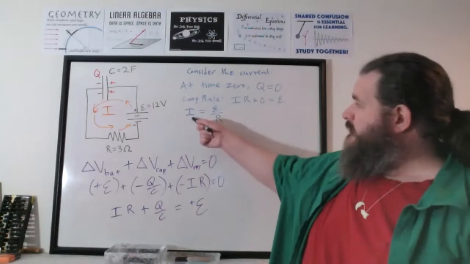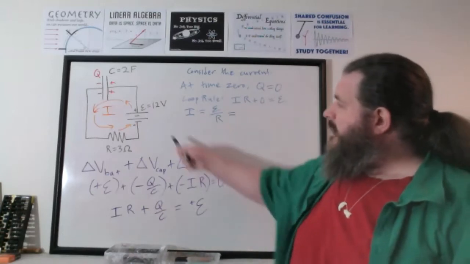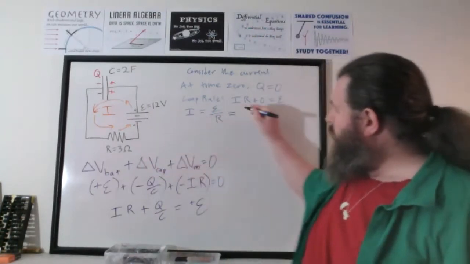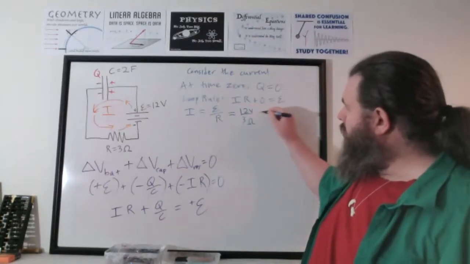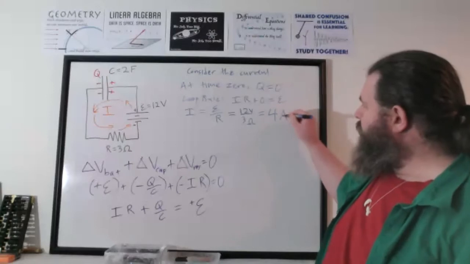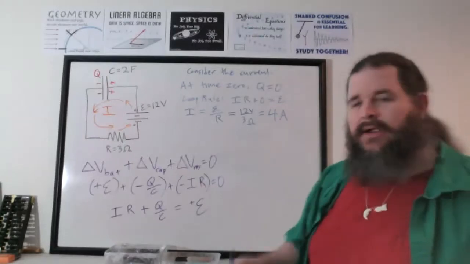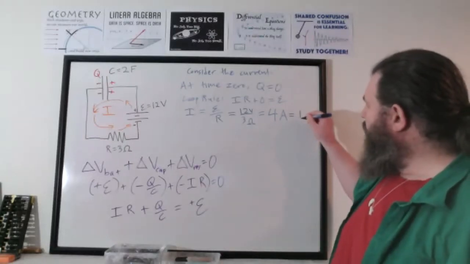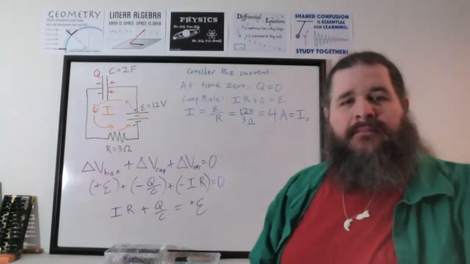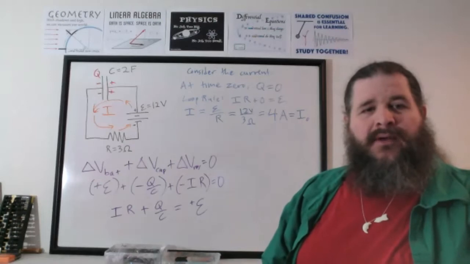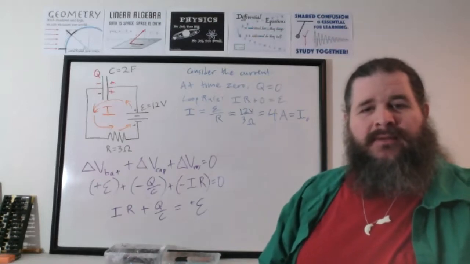That at least tells you how much current you get. And we have values for epsilon and R. So let's fill those in. 12 volts and 3 ohms gives us 4 amps. So that's the initial current, which we might call I sub 0 because it's the current at time 0, or sometimes called I max because it's the maximum current we're going to see in this system. All the other currents are going to be weaker than that.